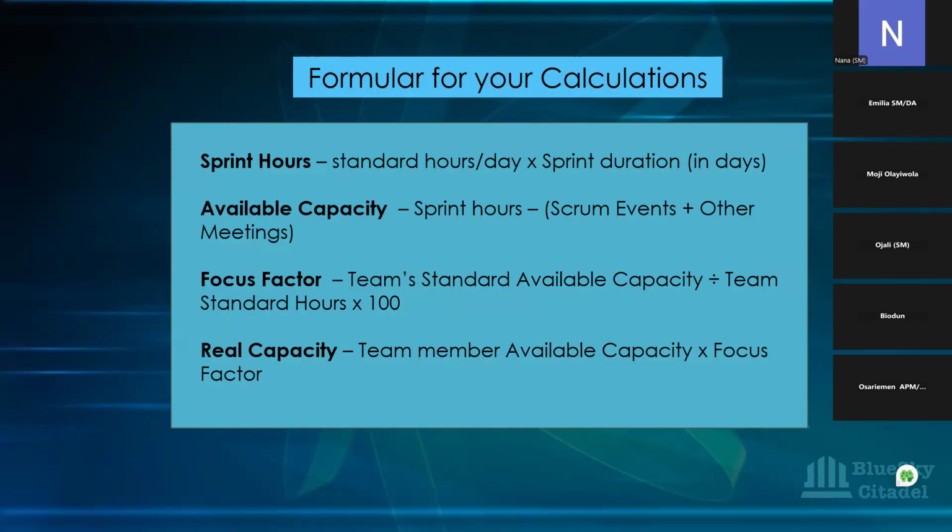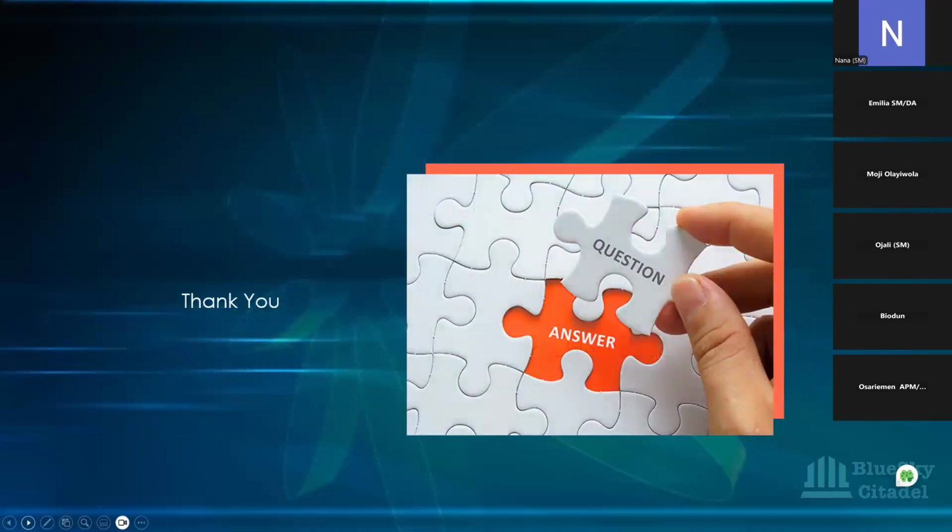Your available capacity, like we said, is your sprint hours minus your Scrum events and other meetings. Your focus factor is your team standard available capacity divided by your standard hours, then multiplied by 100 to get the percentage of your focus factor. Then the real capacity is the team member available capacity times your focus factor. Okay, so those are just a few recaps for you to remember. Any questions from anyone? So that will be the end for the section.